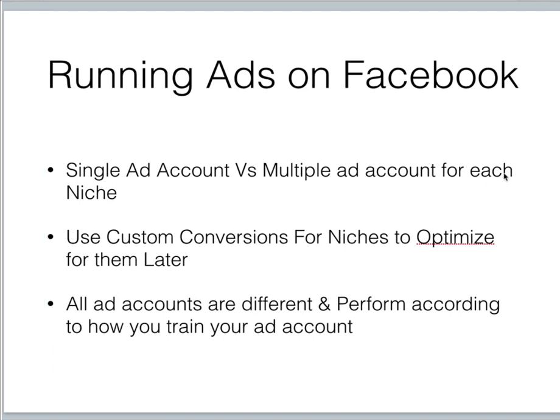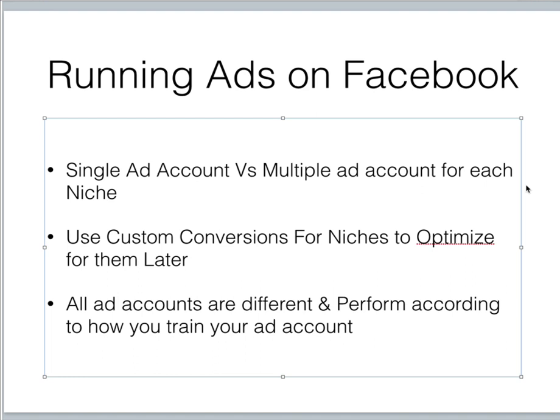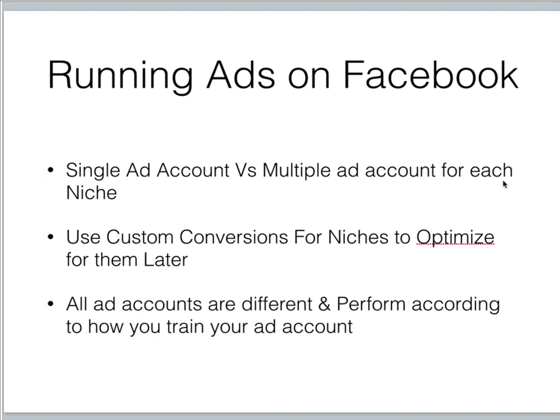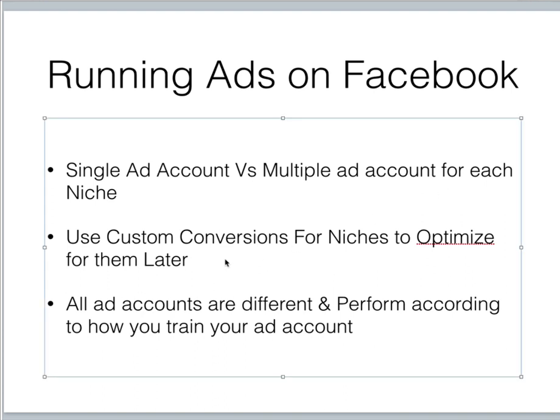When you are starting out, it's just better to have one ad account from which you can run campaigns for all the niches, since it's much easier to manage that way. If you have too many ad accounts, that would be spreading yourself too thin, and it will get difficult to manage things, right? So even with a single ad account for all the niches, what you can do is create custom conversions for niches, and you can consider these custom conversions as subpixels.